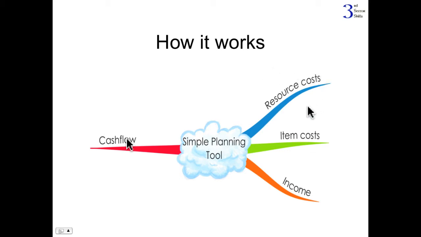The resource costs coming in are what it costs you for your people to do the work. Salaries, desk space, all that sort of stuff. Item costs, I've called it here. That's where you really spend money out of your organisation. So this would be transport, buying materials, that sort of stuff. And income, hopefully you've got some income, and we'll feed that in as well. And the Simple Planning Tool then churns it all out and generates you a cash flow.